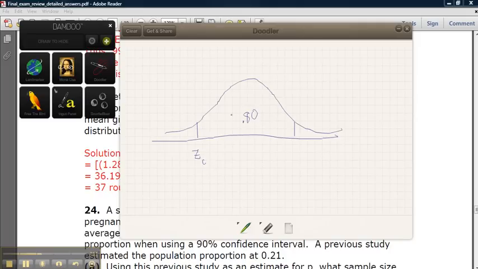Basically, you're going to take 1 minus 0.8, which is 0.2. Take 0.2 divided by 2 because you've got two parts. So this area here is 0.1. So I need the z value that corresponds to 0.1. Let's go to Minitab to find that.